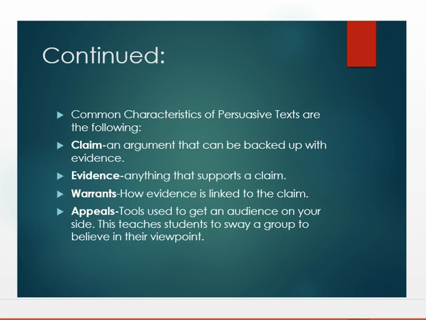The first one is claim. And a claim is any argument that somebody's going to make, or a statement supported by data and or evidence. The next one is evidence. And evidence is something that supports the claim. So it could be reasons, it could be expert testimonials, facts, statistics, that type of thing. The next one would be warrants. And that's how the evidence is linked to the claim.